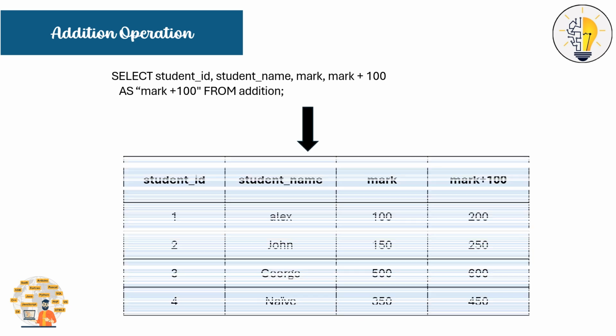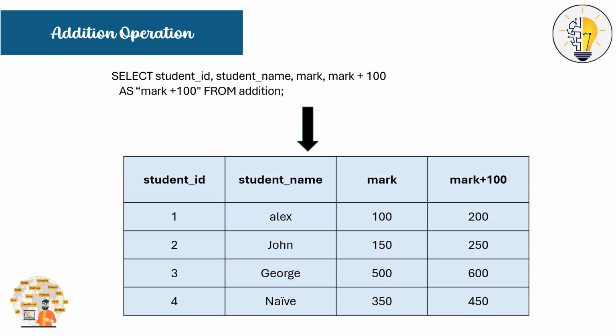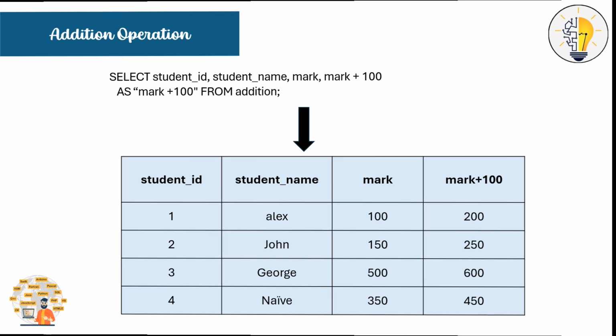Now let's see how the display is. Student ID, there are 4 students, student's name, marks, marks plus 100. Addition operation happens here. Mark is 100 for Alex, so 100 plus 100, 200. Mark is 150 for John, so 150 plus 100, 250. The same follows for the other students. So this is how the addition operation happens.